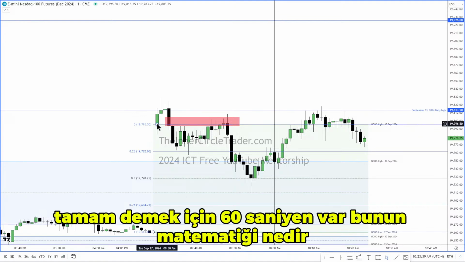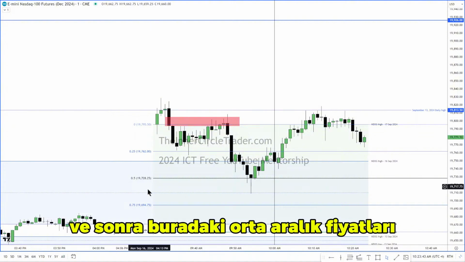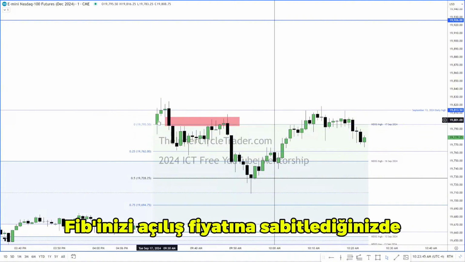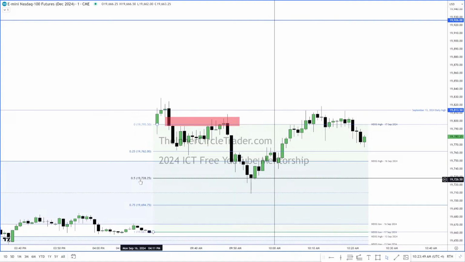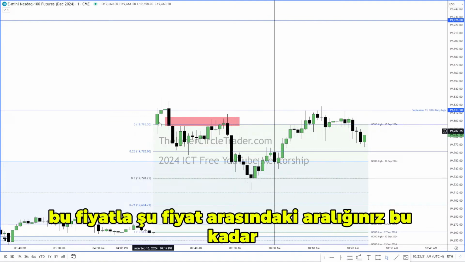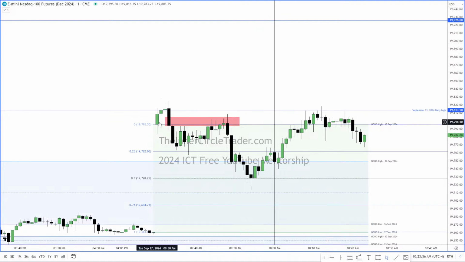You've got 60 seconds to say, okay, what's the math on this? Here's my opening price, and then the mid gap price is down here. Once you anchor your fib to the opening price, that's the price you're aiming for. That's your range between this price and that one. So you know your bias is what? You're going to try to go short.